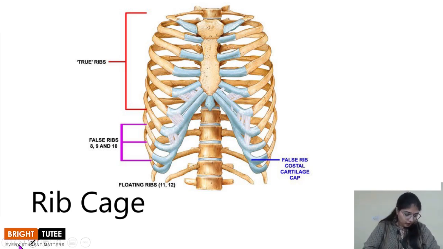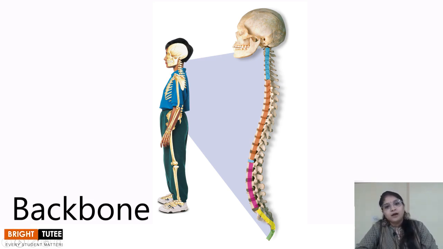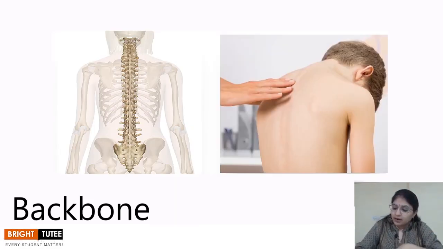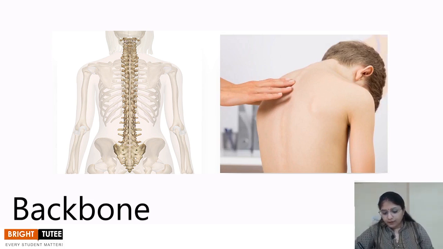Now, moving on, let's talk about another important part of our skeleton, called the backbone. This is again a very important structure which helps us in forming an erect posture, right? To feel your backbone, you can take the help of your friend. You can ask your friend to stand like this. He should stretch his body a little bit, so that you can feel the backbone throughout the back, right?